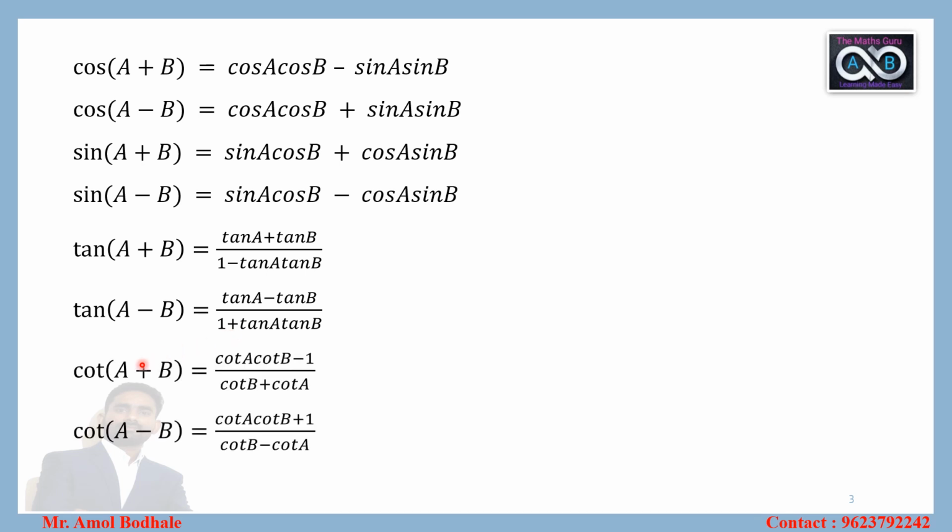Similarly, we have two formulas: cot of a plus b, which is cot a cot b minus 1 upon cot b plus cot a. Similarly, cot of a minus b, which is cot a cot b plus 1 upon cot b minus cot a. So how can we remember? For plus we have to take the denominator as the sum, and for minus the denominator is minus, and always remember the b angle we have to take first, that is cot b minus cot a, and similarly here cot b plus cot a. For plus the denominator is plus, but numerator is product of cot a and cot b, so I can write cot a cot b minus 1. Similarly here cot a into cot b plus 1.